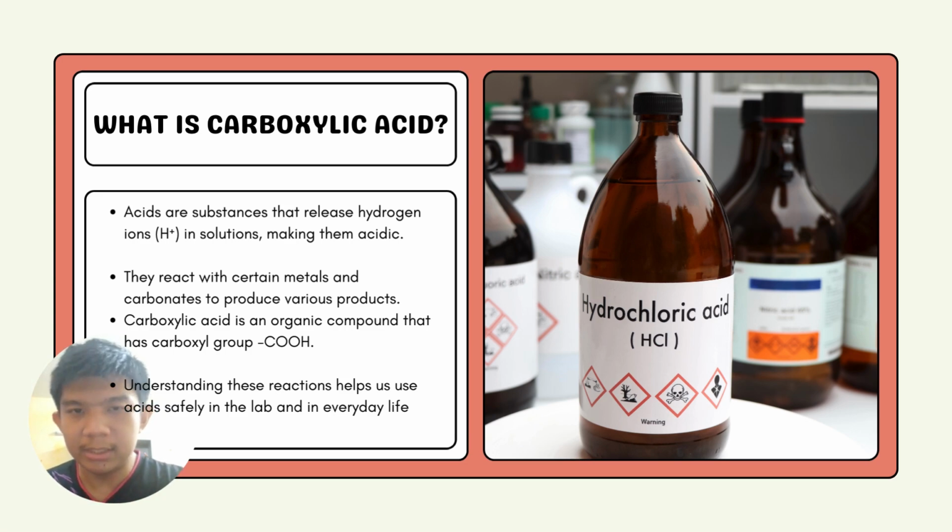Acids are substances that release hydrogen ions in solutions, making them acidic. They react with certain metals and carbonates to produce various products. And carboxylic acid is an organic compound that has carboxyl group, the COOH. And understanding this reaction helps us to use them and apply them in everyday life.